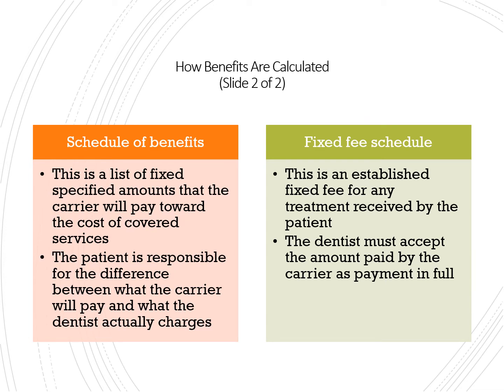Let's talk about how benefits are calculated. A schedule of benefits is not related in any way to the dentist's actual fee schedule. It is a list of fixed specified amounts that the carrier will pay towards the cost of covered services. The patient is responsible for the difference between what the dentist charges and what the carrier will pay. A fixed fee schedule is an established fee for any treatment received by the patient, and the dentist must accept the amount paid by the carrier.